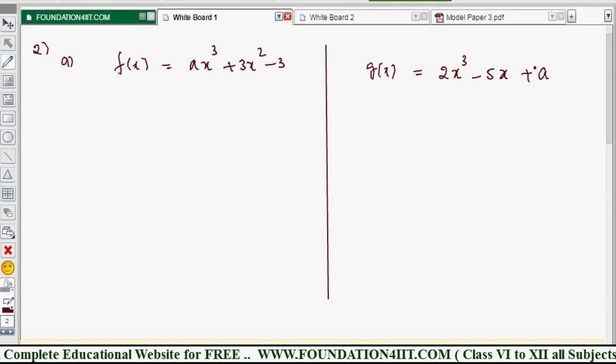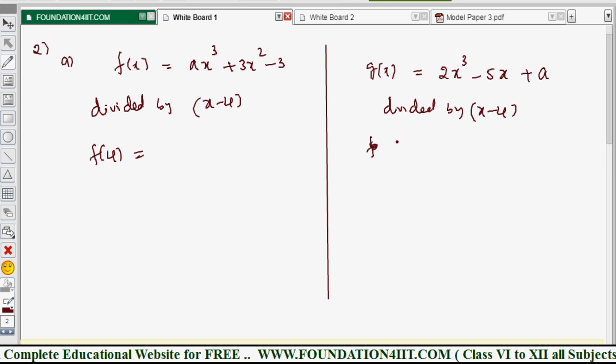When f of x is divided by x minus 4, the remainder is f of 4. So this is divided by x minus 4, and we can find f of 4 because x minus 4. And when g of x is divided by the same x minus 4, then we can take the remainder as g of 4. So in the place of x, we can substitute the value 4.